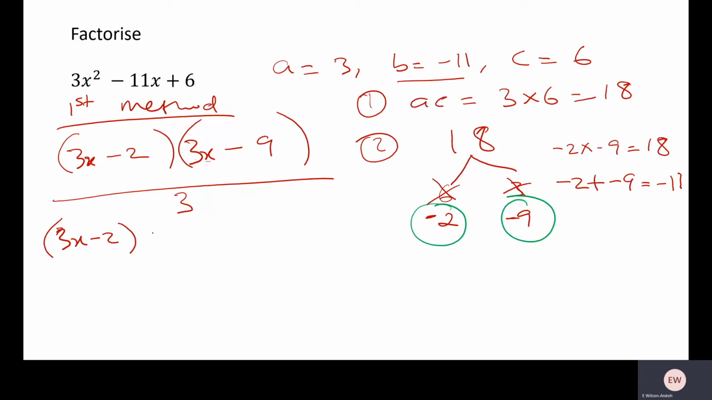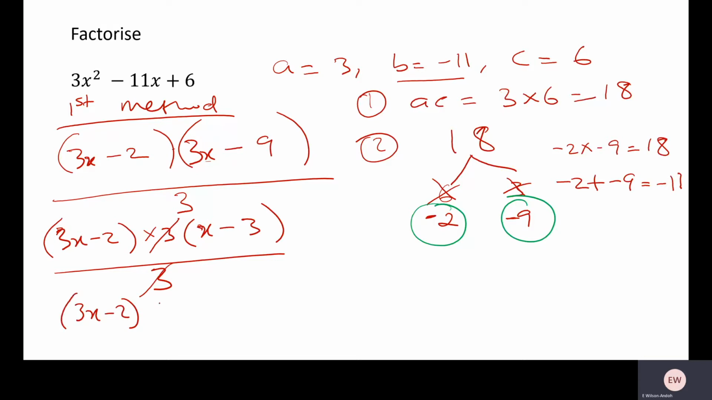And then when we factorize, the two brackets are multiplying. So we can bring times 3 out. When we factorize, we are going to get (x minus 3) divided by 3. Now, all the terms in the denominator are multiplying, so we can cancel this one. So our 3 in the denominator is gone. So we are going to have our answer to be (3x minus 2)(x minus 3). And we have factorized this expression.